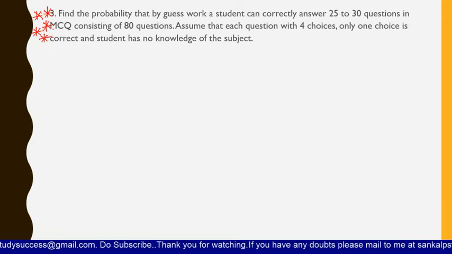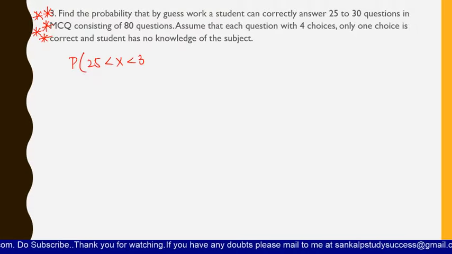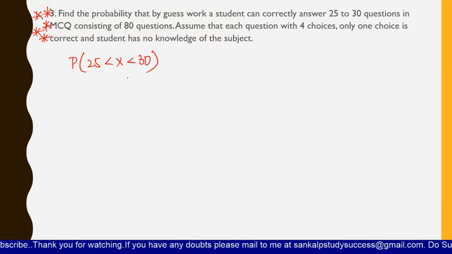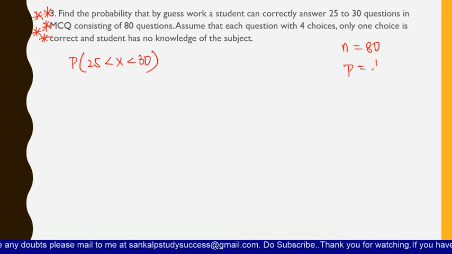Find the probability that by guesswork a student can correctly answer 25 to 30 questions. That means the probability is between 25 and 30. Let us write the given data simultaneously by reading the question. 25 to 30 questions in an MCQ consisting of 80 questions. That means I got one more data, n is equal to 80. Now, assume that each question has 4 choices, only one choice is correct. Again, we have got something. P is equal to 1 by 4, right?